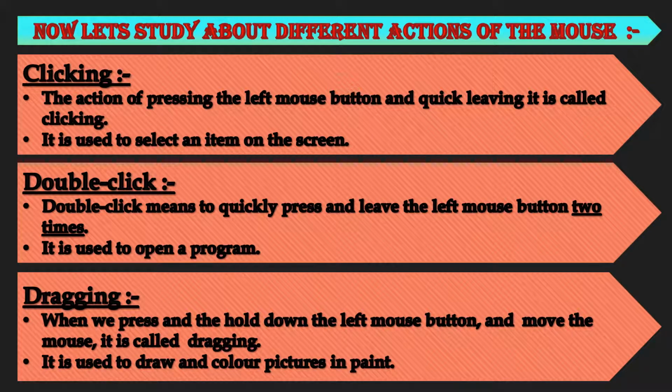Dragging. When we press and hold down the left mouse button and move the mouse, it is called dragging. It is used to draw and color pictures in Paint. So we see the different actions of the mouse and their uses.